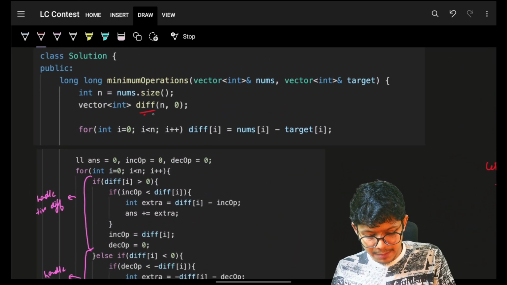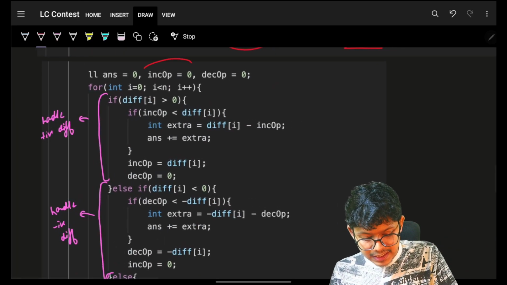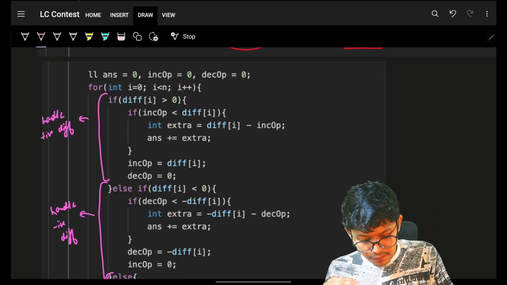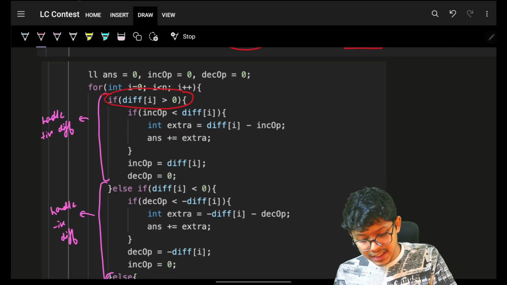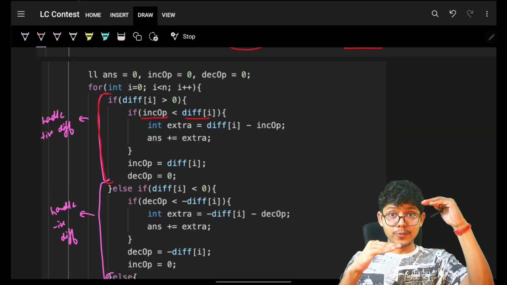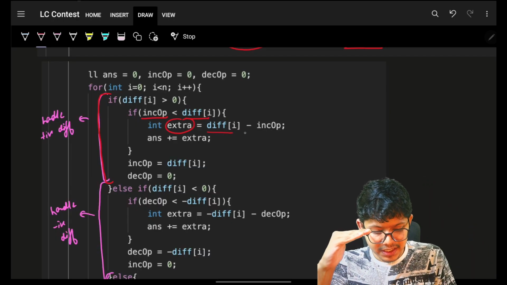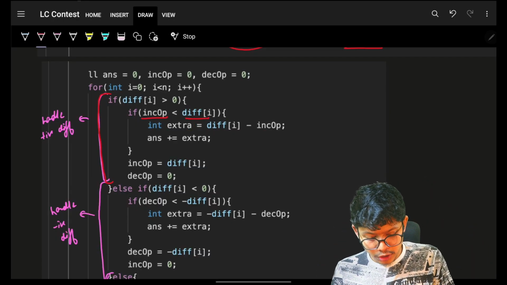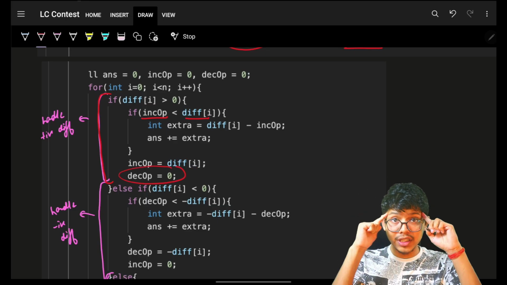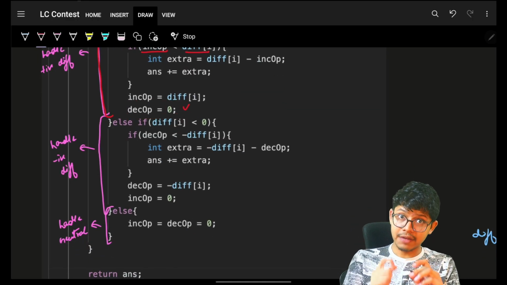So firstly, I will grab the diff, which will be nums of I minus target of I. Now I will say increase operation is the bar for increase, and there is a bar for decrease. When the diff is positive, which means I am handling my positive diff, as I told you, if the current diff is more than the bar, make my bar reach that specific diff. So the extra operations required will be diff minus bar, and make sure to put the bar equal to your diff, and always be prepared for the next decrease operation coming ahead. So I will always make sure I reset it.